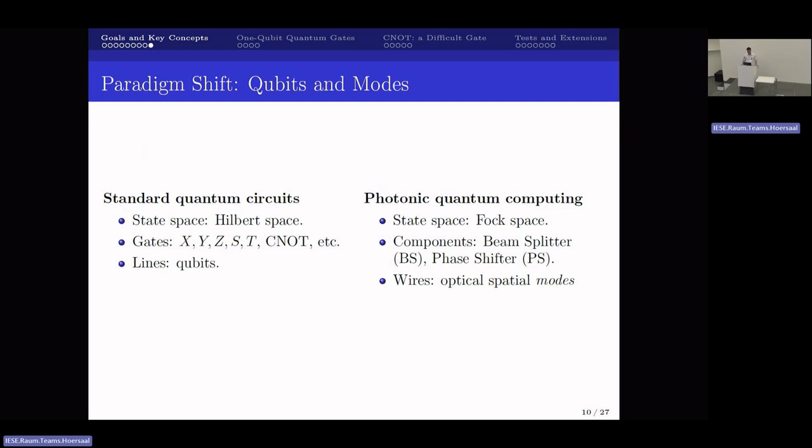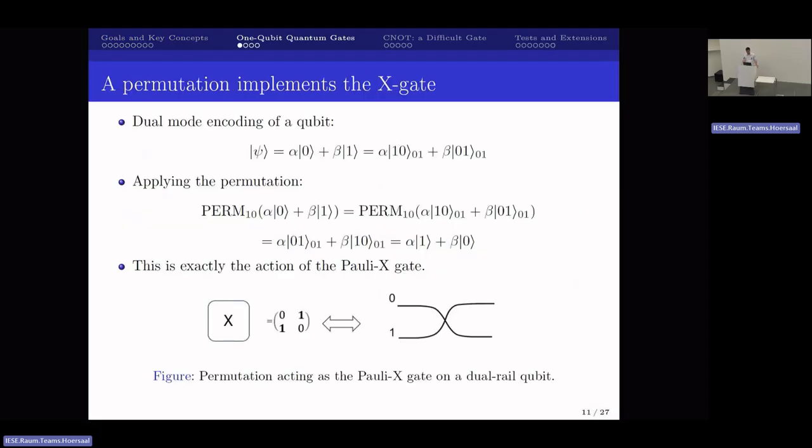So I want to make a small comparison between the two. The state space of standard qubits is a Hilbert space, and you have gates, and the lines represent qubits on the circuits. In photonic quantum computing, you have a Fock space, and you have beam splitters and phase shifters with optical modes represented as wires. I want now to move on to how to implement the classical quantum gates in this encoding, which are the Pauli gates and also the CNOT.